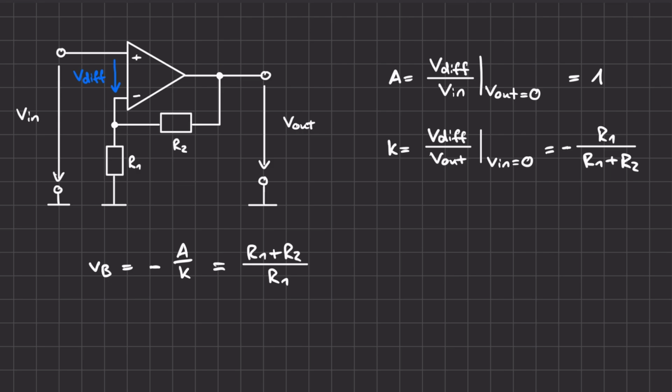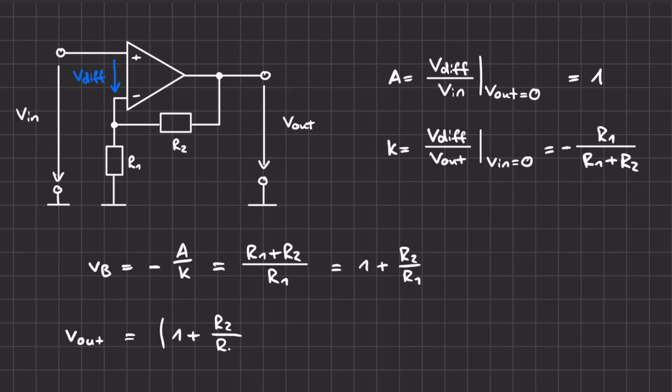We can also write this as 1 plus resistor 2 divided by resistor 1. So the output voltage of the non-inverting negative feedback operational amplifier circuit is the voltage gain, 1 plus resistor 2 divided by resistor 1, times the input voltage.